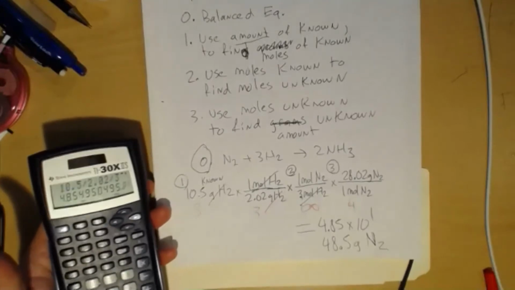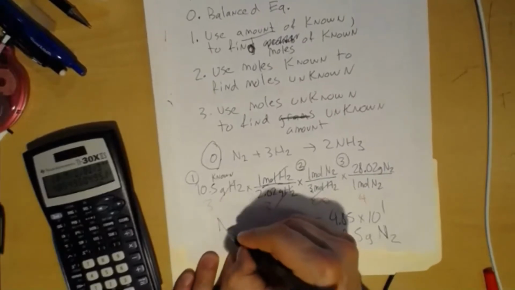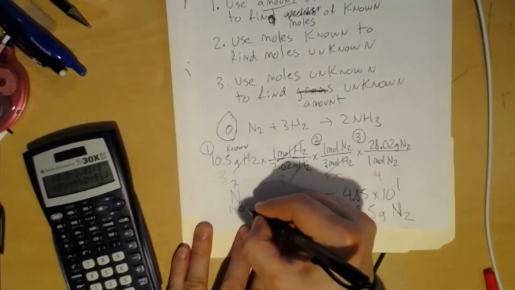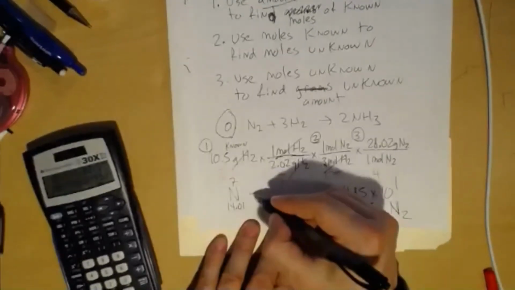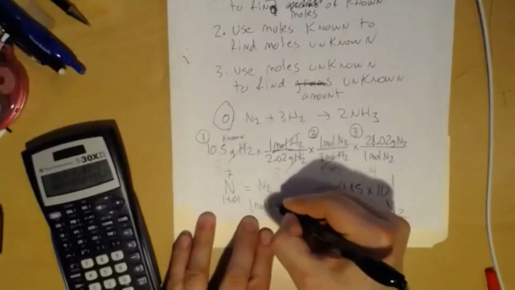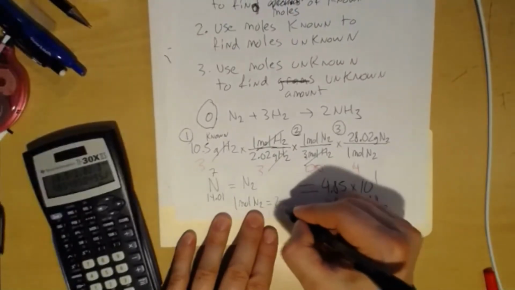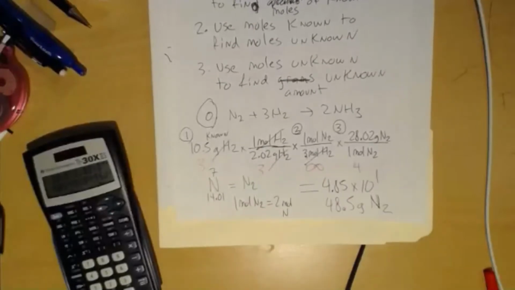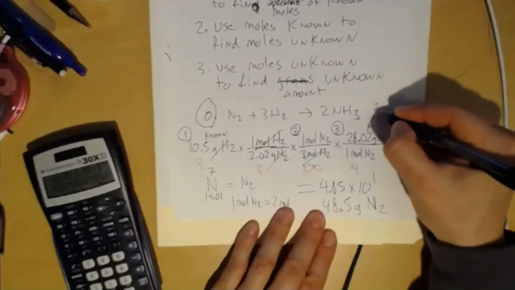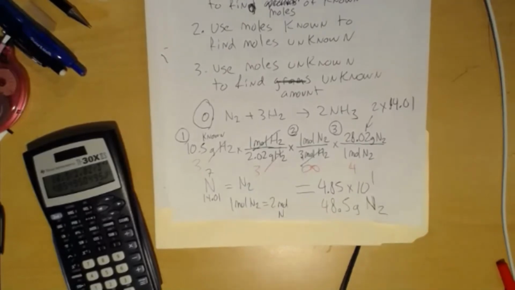So someone said 28.02 grams is the molar mass of N. No, so nitrogen on the periodic table is 14.01. But my formula is N2. And 1 mole of N2 has how many moles of nitrogen in it? It would have 2 moles of nitrogen. And so that's the why for it: it's basically 2 times 14.01, right? Okay.